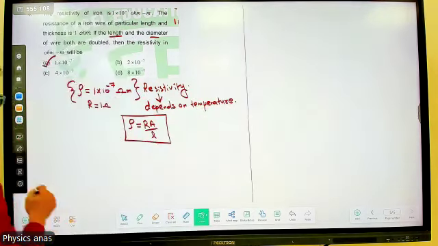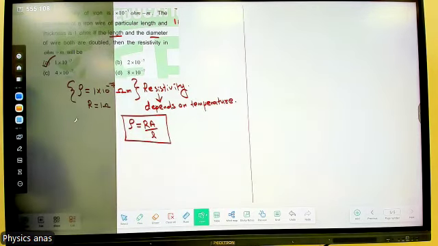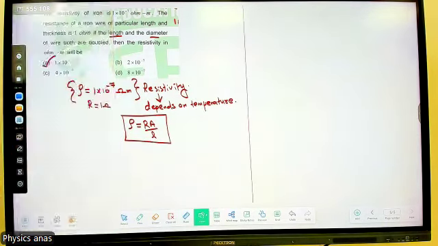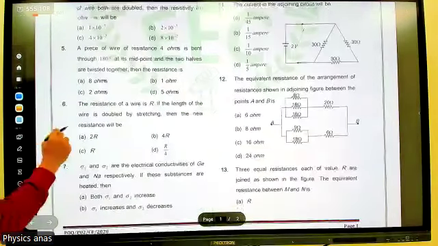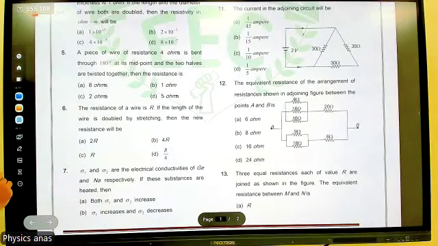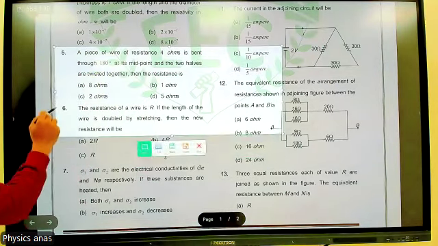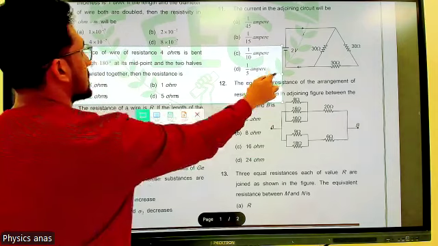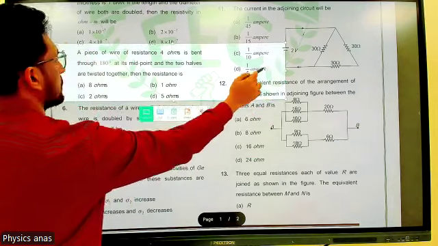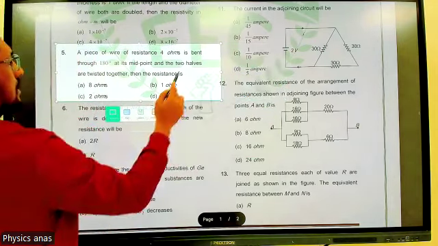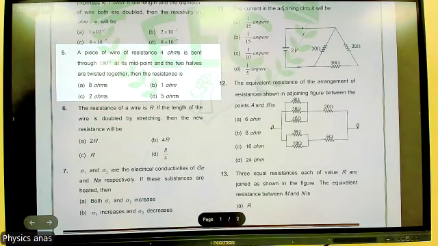Okay, then the next one. Next question, the fifth one. A piece of wire of resistance 4 ohm is bent to 180 degree at its midpoint, and two halves are twisted together. Then the resistance is what?